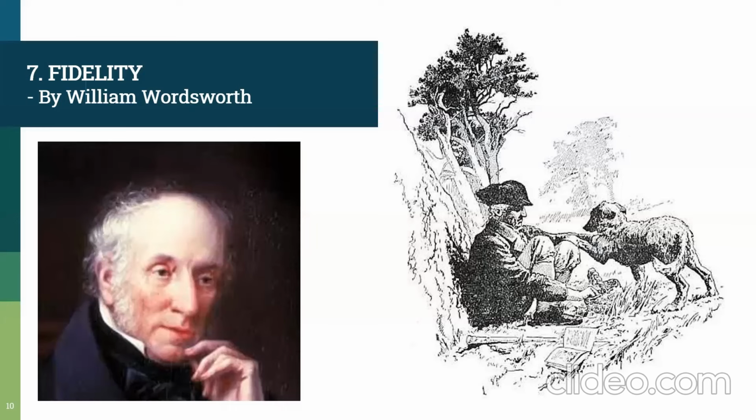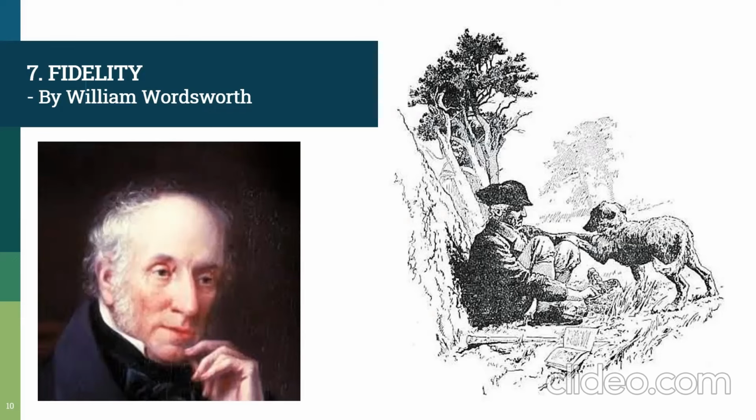Through this simple yet touching scene, the poet emphasizes the idea of unwavering loyalty, both in animals and in humans. The poem reflects Wordsworth's love for nature and the deep emotional connection between living beings. It also highlights the themes of faithfulness, love, and the beauty of nature. So, that is about the famous poem Fidelity by William Wordsworth.